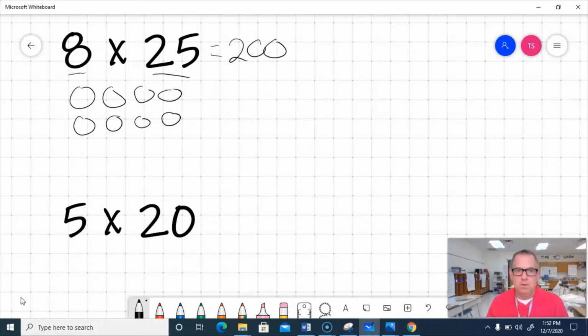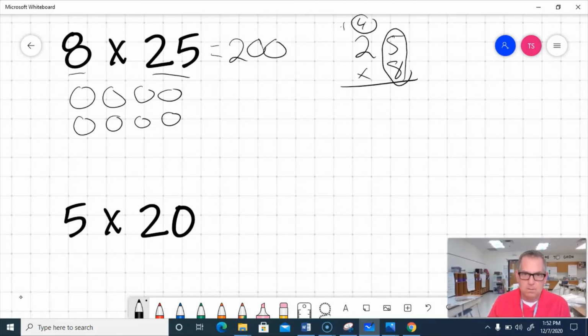Okay, and we can go ahead and work out that problem using our standard algorithm. So that's 25 times 8. We know 8 times 5 is 40, so I'm going to add the 4 there. And 8 times 2 is 16, plus 4 is 17, 18, 19, 20. So 8 times 25 is 200.